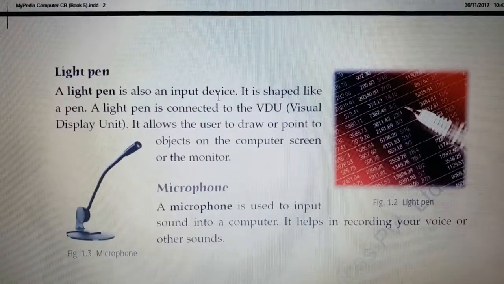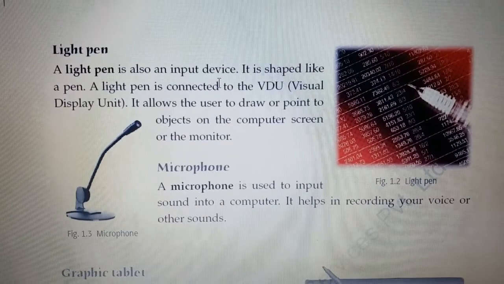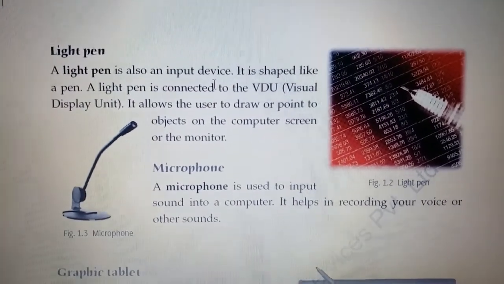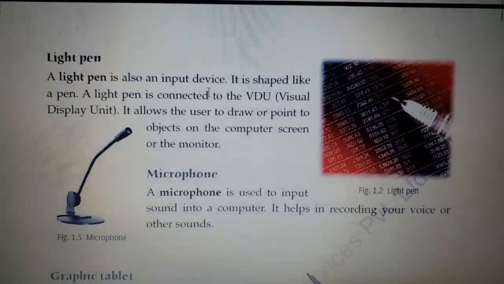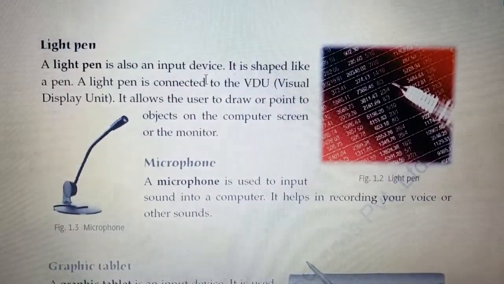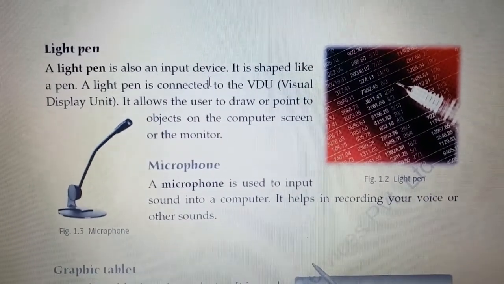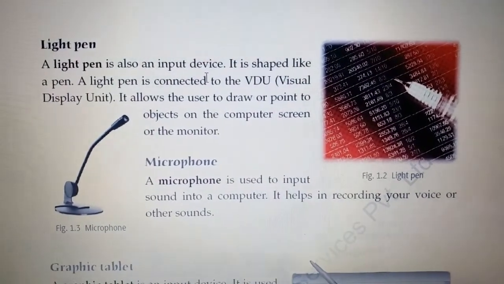Light pen. A light pen is also an input device. It is shaped like a pen. A light pen is connected to the VDU, Visual Display Unit. It allows the user to draw or point to an object on the screen or monitor.